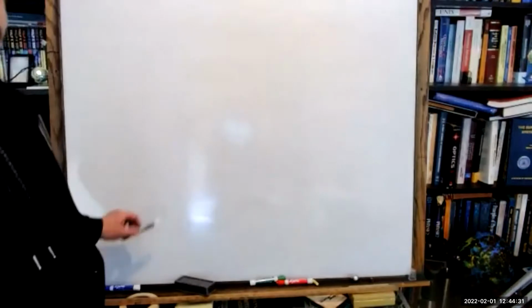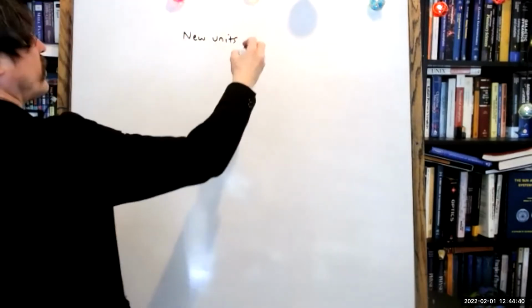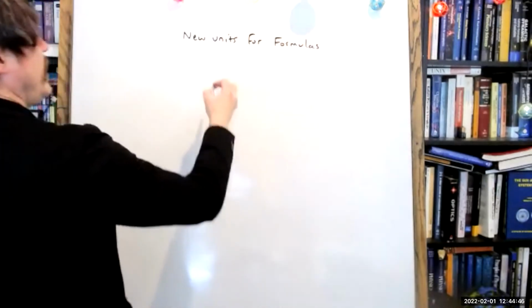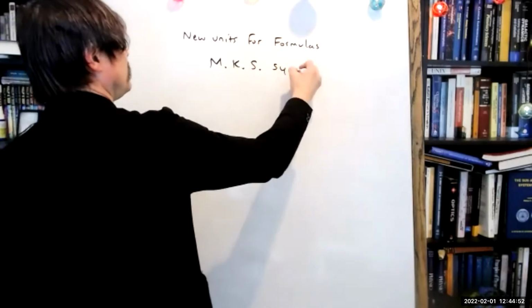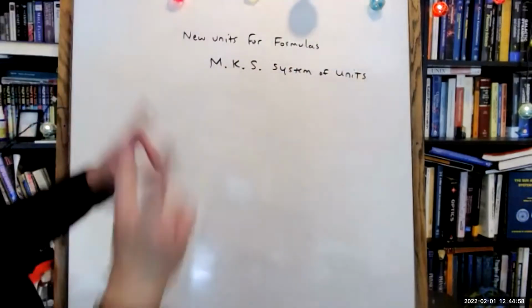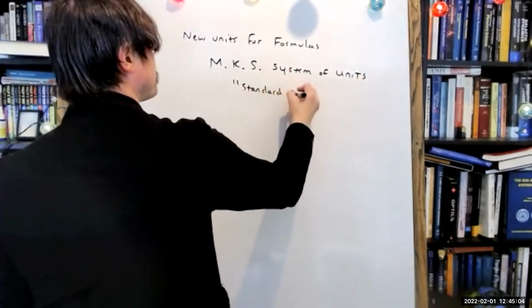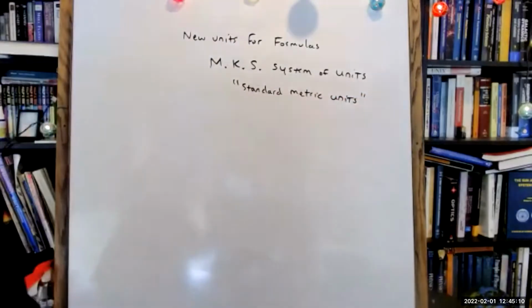Okay, the sooner I get to the math stuff, the better. But we'll make our job a little bit easier by just doing some background stuff. In chapter 4, we're going to be using some new units for the formulas in chapter 4. It's something called the MKS system of units. You guys can think of it as sort of standard metric units, although there are many systems of units within the metric system.